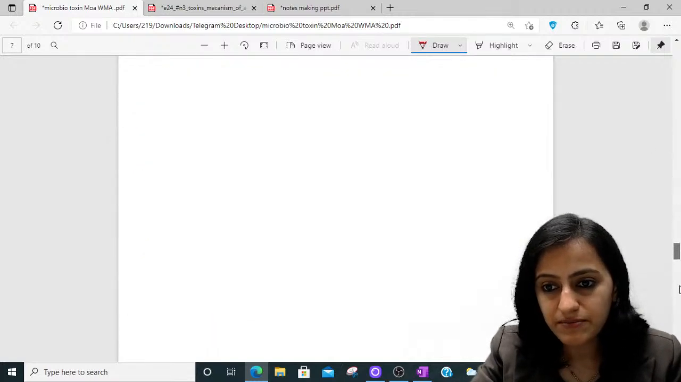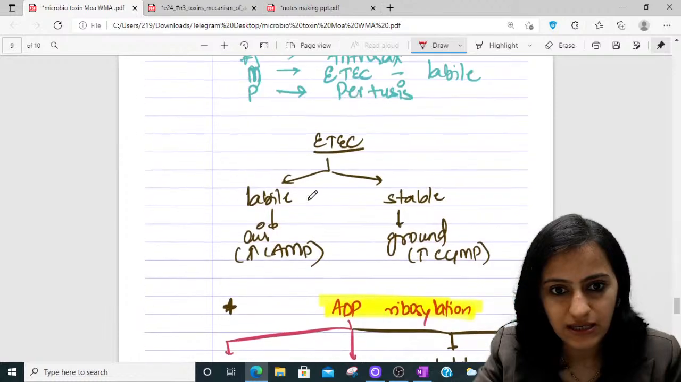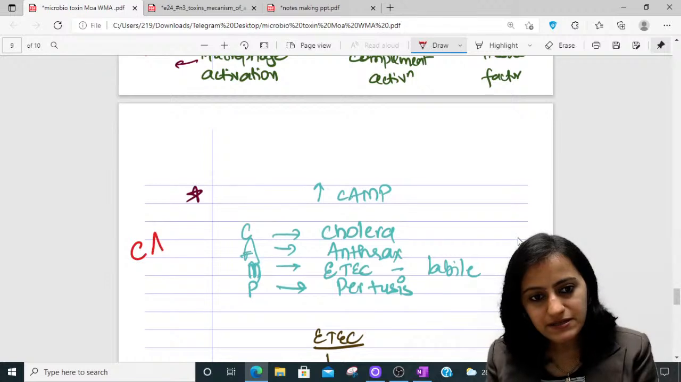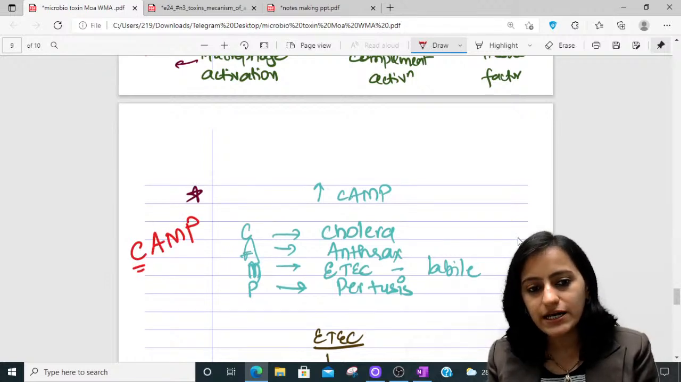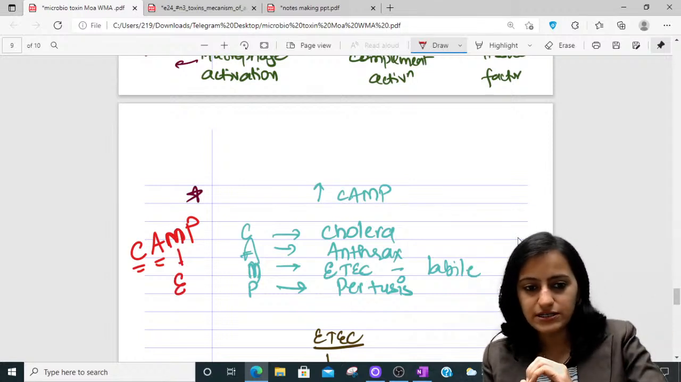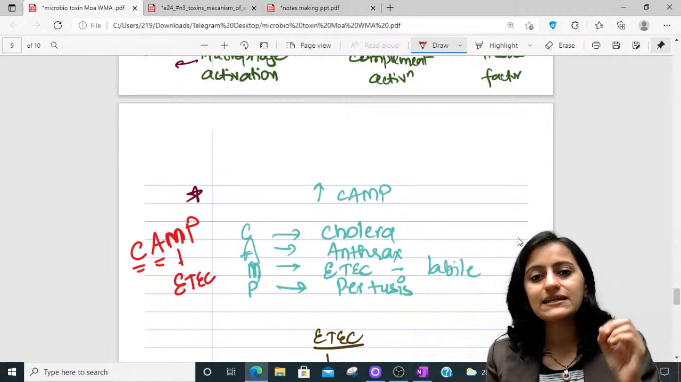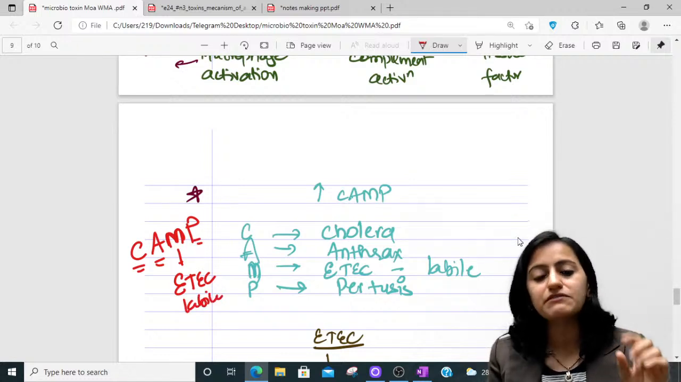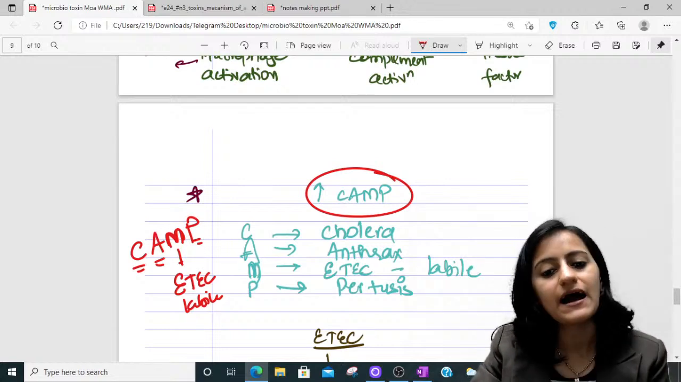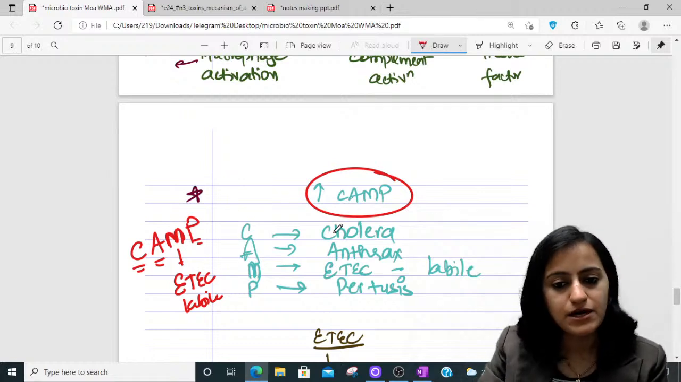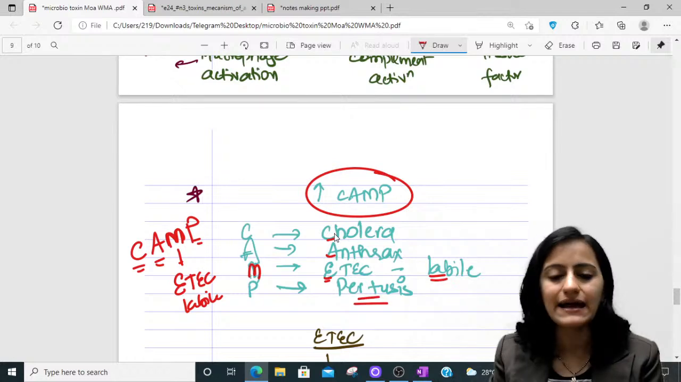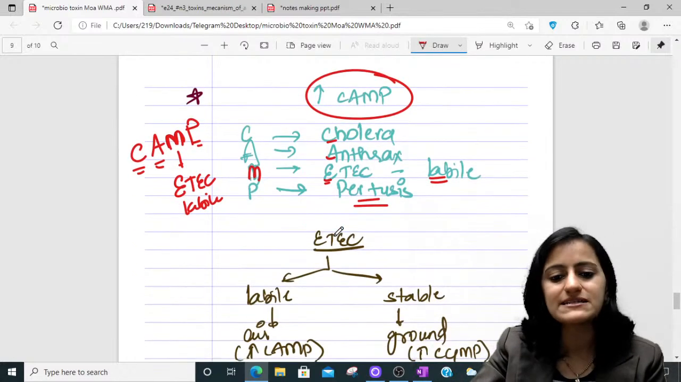So the trick to remember your cyclic AMP, I think we have it on the last page here. Which act by increasing cyclic AMP? Remember, the trick is CAMP: Cholera, Anthrax, and the M, if you make it horizontal, becomes E, that is E. coli heat labile, and P for pertussis. So the toxins which act by increasing cyclic AMP are the same CAMP. E. coli heat stable is by cyclic GMP.